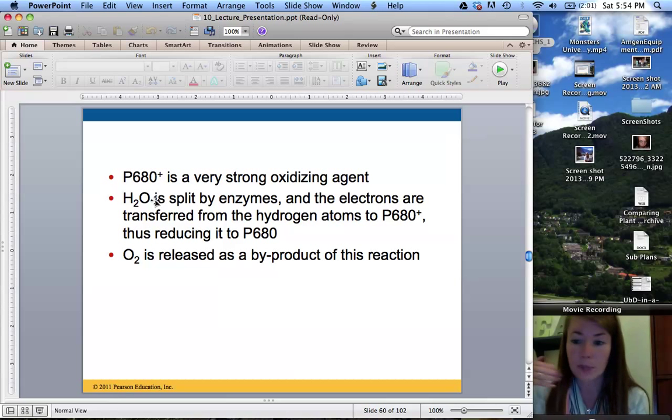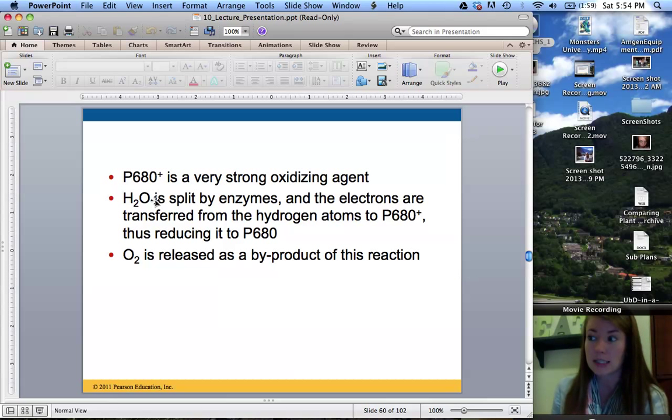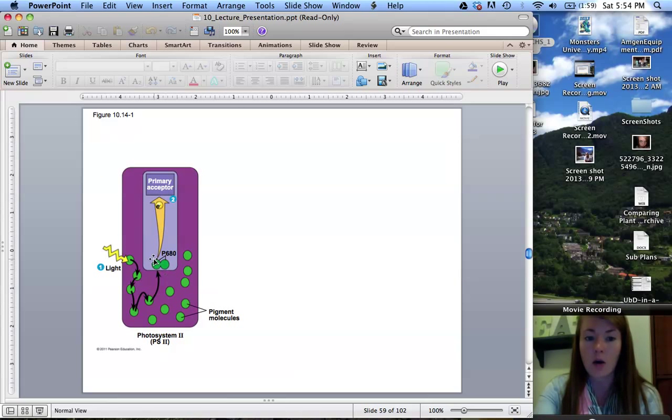And so when P680 gives away its electrons, it becomes P680 plus because it got oxidized. It gave away electrons, so now it's more positive. So P680 plus is a very, very strong oxidizing agent, which means that it is very likely to oxidize another molecule, which means that it's going to take electrons from someplace else, which is why the electrons end up there. If it's an oxidizing agent, that means it's being reduced. If it's being reduced, it's gaining electrons. So P680 plus is very, very likely to end up with electrons, which is why when the electrons bounce around, they always end up at P680.